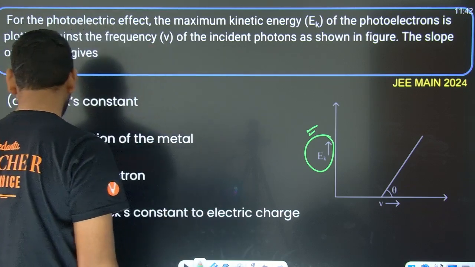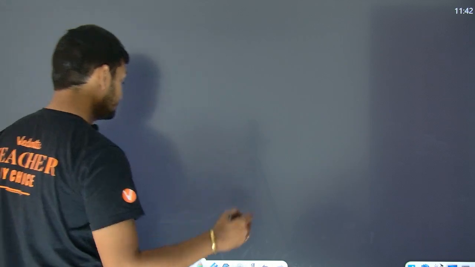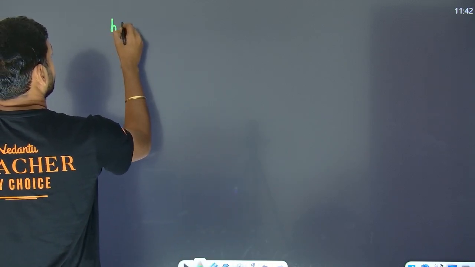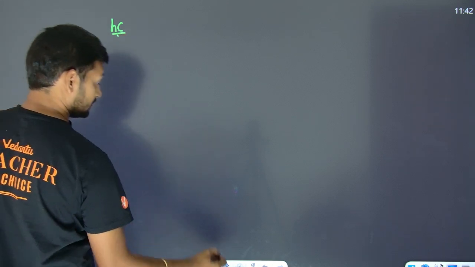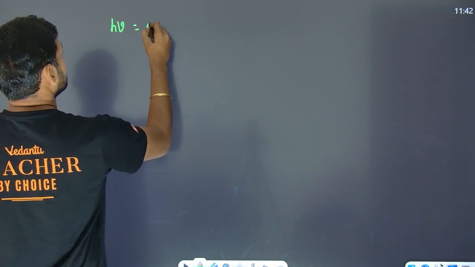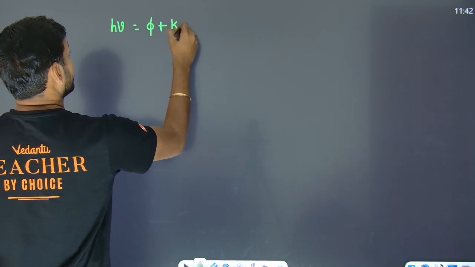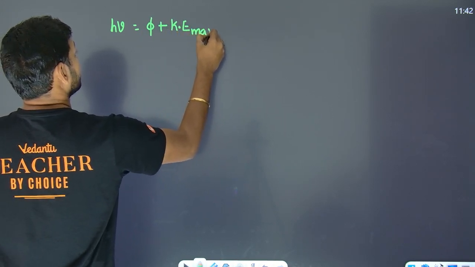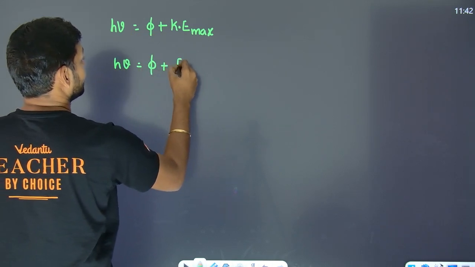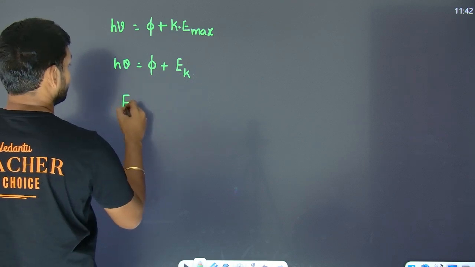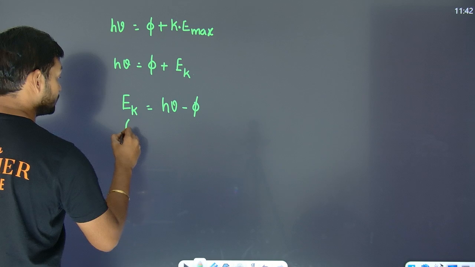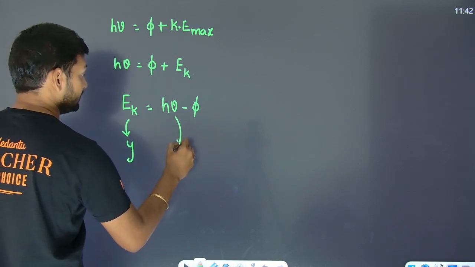So let us do that. First of all, hc by lambda is not what we use. Why? We have to talk about frequency. Energy of the photon is work function plus the kinetic energy max, and h nu is going to be what? phi plus this. They wrote it as Ek. So from here, Ek is going to be what? h nu minus phi. This is what is plotted on y-axis. Nu is plotted on x.